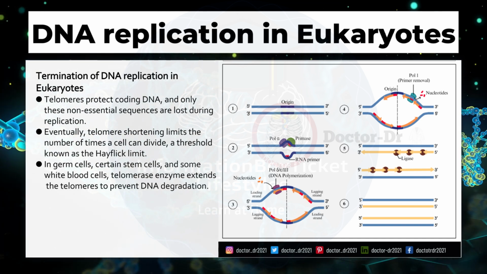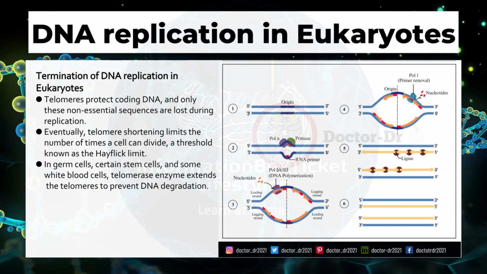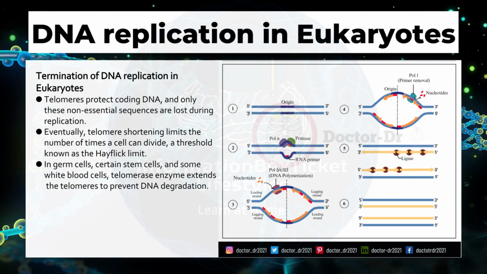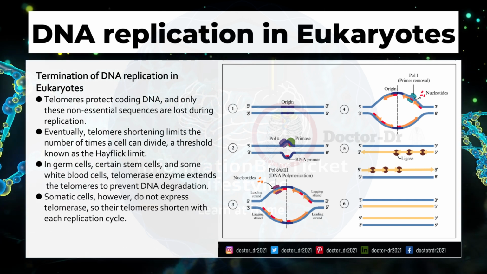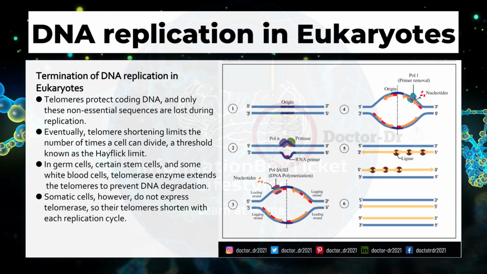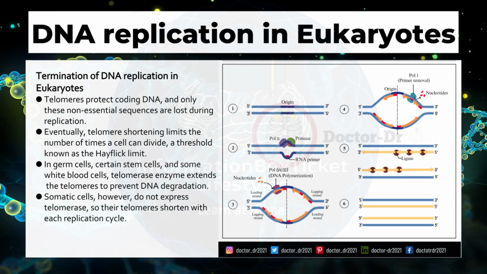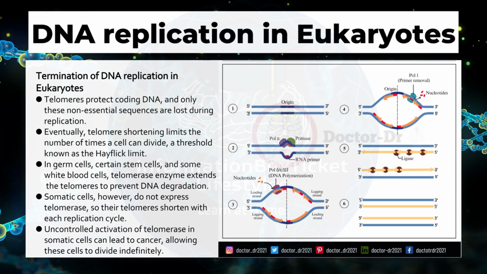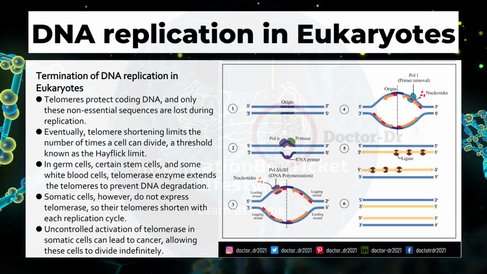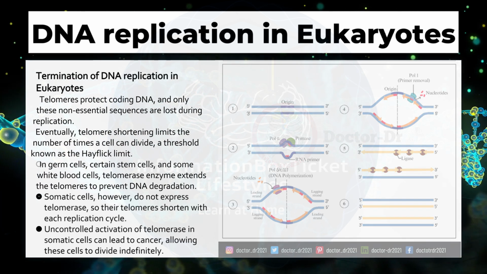In germ cells, certain stem cells, and some white blood cells, telomerase enzyme extends the telomeres to prevent DNA degradation. Somatic cells, however, do not express telomerase, so their telomeres shorten with each replication cycle. Uncontrolled activation of telomerase in somatic cells can lead to cancer, allowing these cells to divide indefinitely.